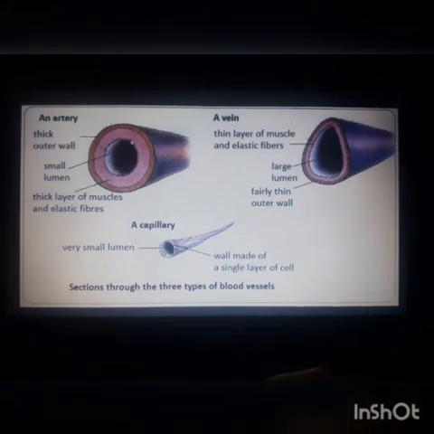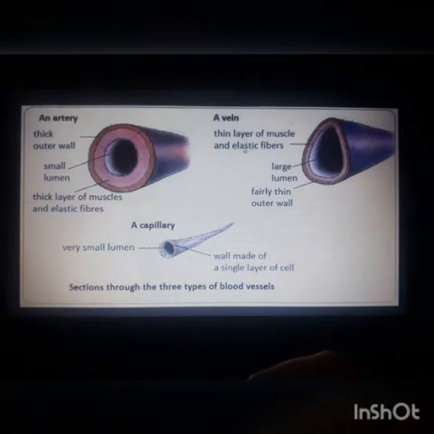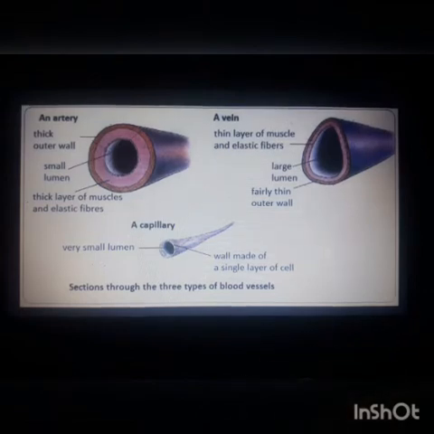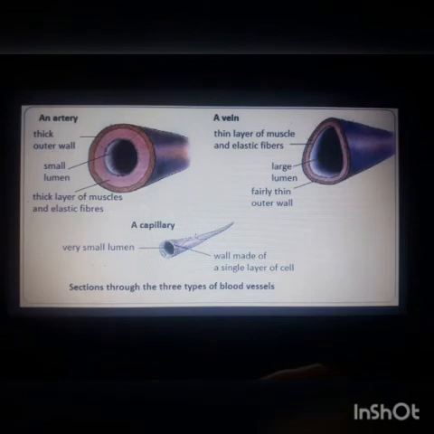The walls of the arteries are thick because the pressure within them is higher, because they have to transport blood to the whole body. A vein has a thinner layer as compared to arteries because it has to take the blood back to the heart, while arteries take the blood from the heart to the other parts, since it has pure blood and veins have impure blood. Capillary is the intermediate situation.